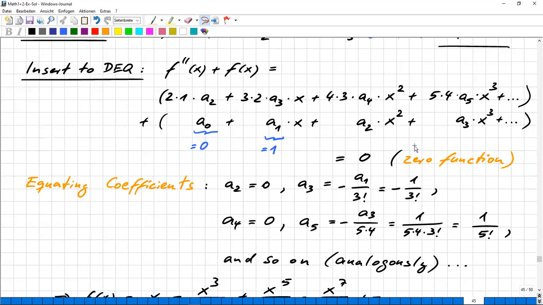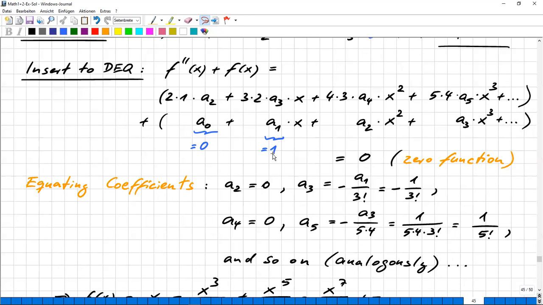And so in the end, if I just sort this by powers of x, also all the resulting coefficients must exactly be 0, much the same. So every single combined coefficient of this new power series must be 0, so that the 0 function results. That's what we have. Let's see. Since we already now know, and that's really an advantage now, that a0 equals 0 and a1 equals 1, we can use this right away. Otherwise, it would get much more complicated.